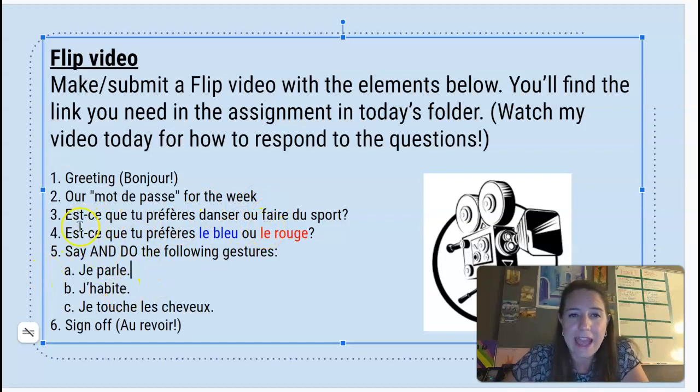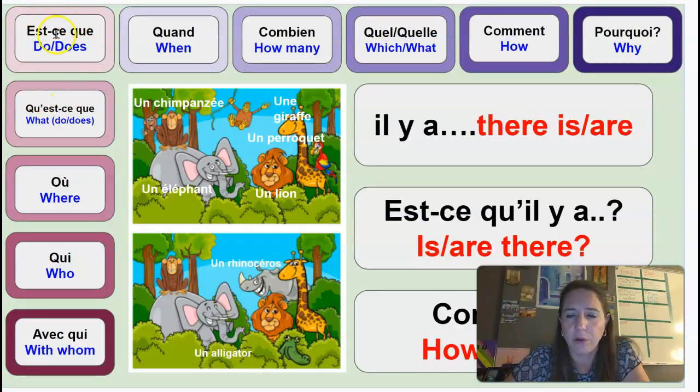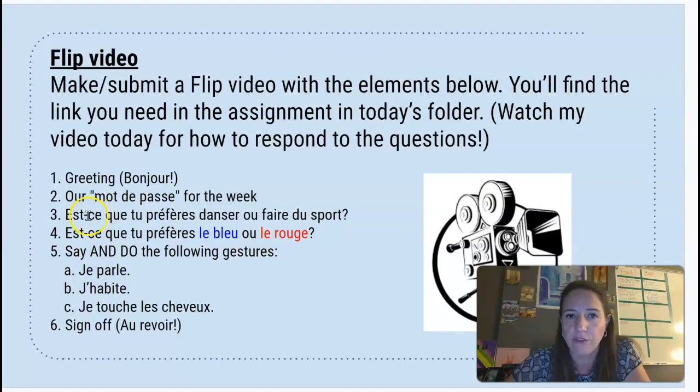Okay? Est-ce que, we see that expression est-ce que, again, that's one of our question words. Est-ce que doesn't really have a great translation in English. It just means like do or does. It shows that we're asking a question. So when you see est-ce que in front of tu préfères, it's asking, do you prefer? Est-ce que tu préfères danser ou faire du sport? And then, like I said, you can answer that with je. Je préfère danser. Je préfère faire du sport.